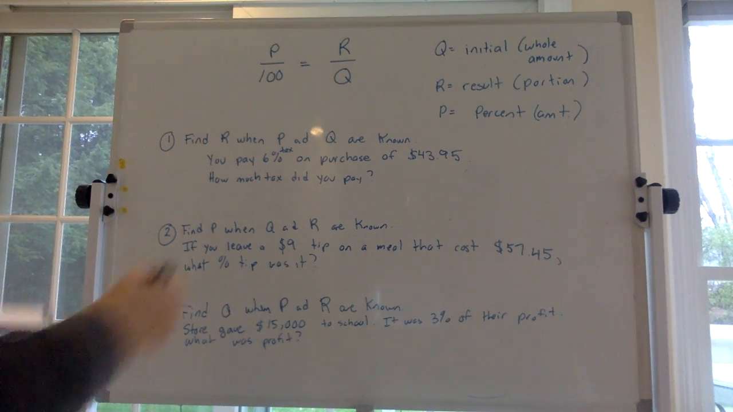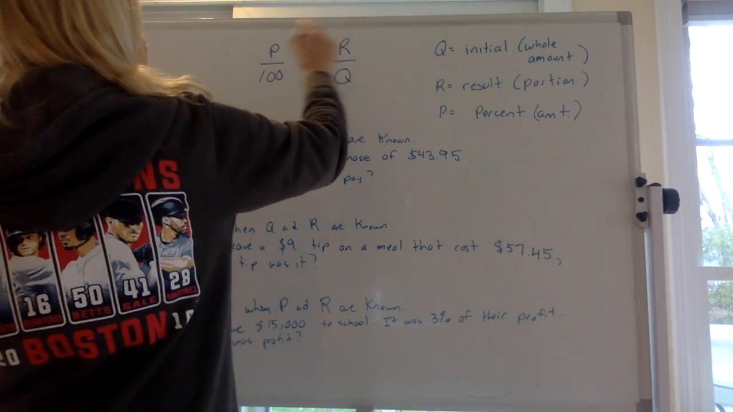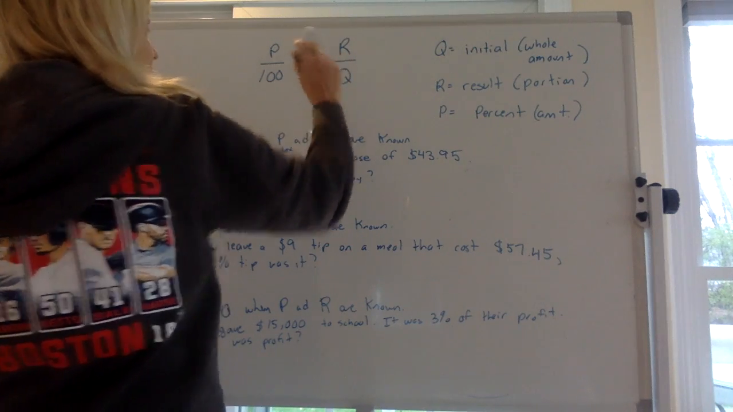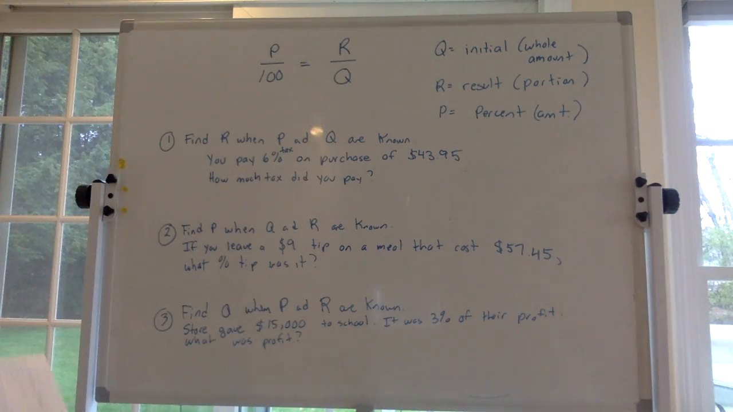So basically you have these three quantities and they give you two and you have to solve for the third one. That's basically what these problems are. So number one, it says find R when P and Q are known. Let's see. You pay a 6% tax on a purchase of $43.95. How much tax did you pay?